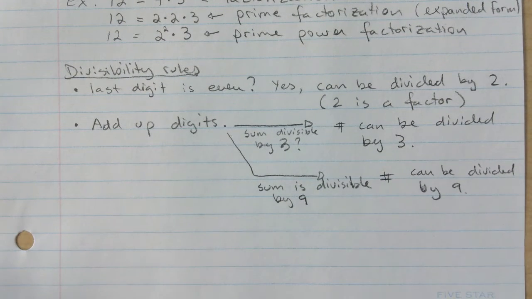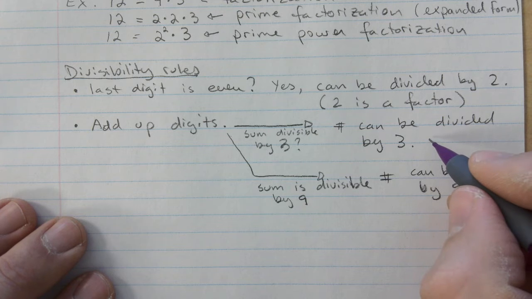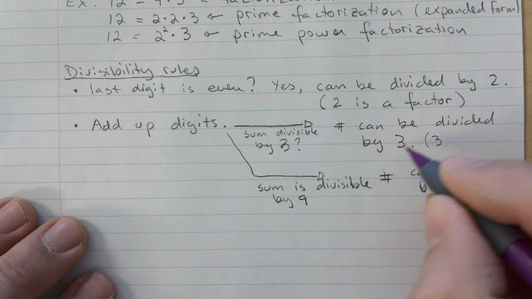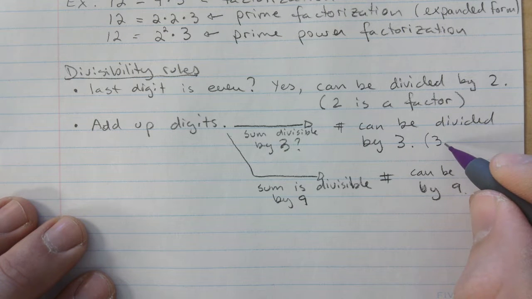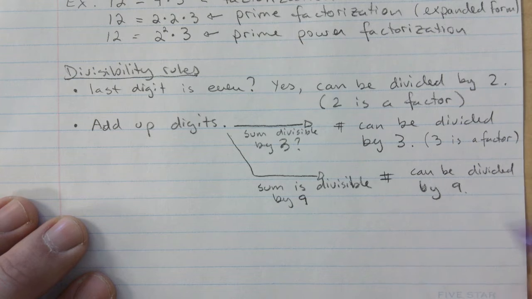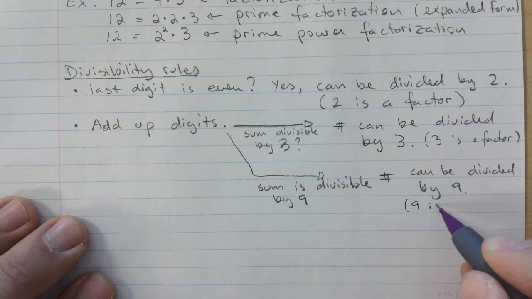So adding up digits helps you to find if 9 or 3 is a factor. When you say that something can be divided by 3, then you're also saying that 3 is a factor. And if a number can be divided by 9, then you can also say that 9 is a factor.